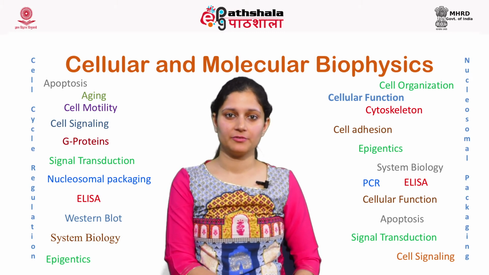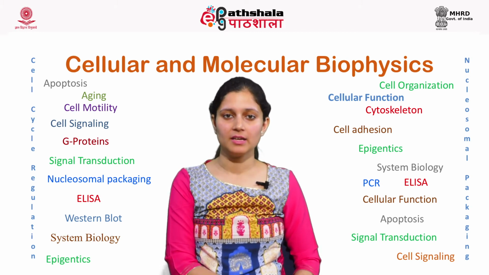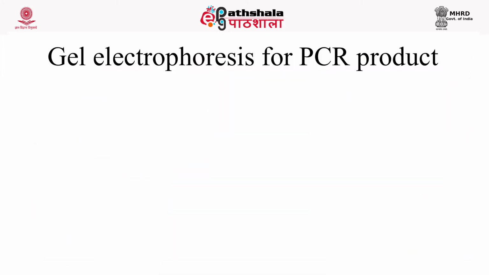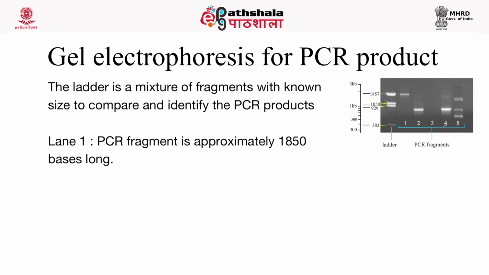In the next figure, you can see gel electrophoresis of different PCR products, and we are going to understand how to interpret the gel electrophoresis of PCR products. In this picture, you can see that there is a ladder. The ladder is a mixture of fragments with known size, and it helps us to compare and identify the PCR products. Lane 1 has PCR fragment of approximately 1850 bases long.